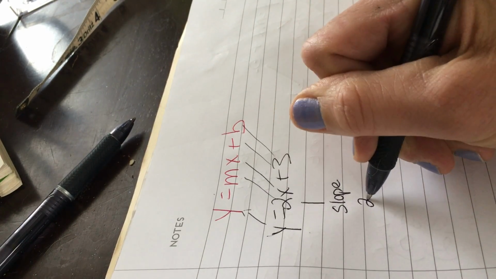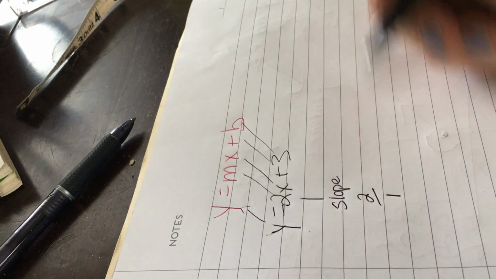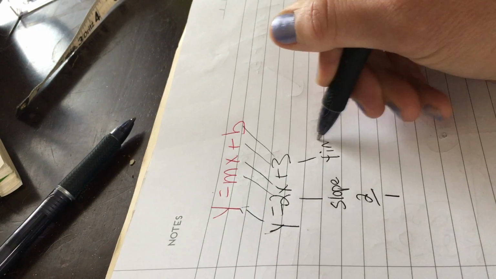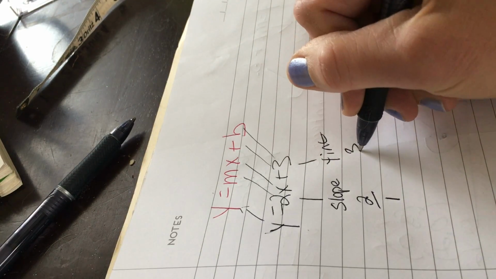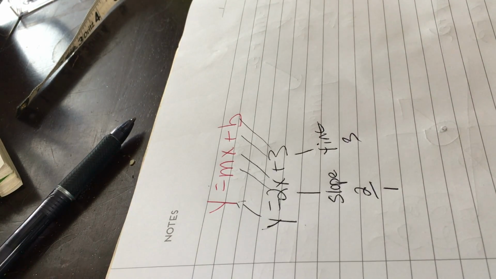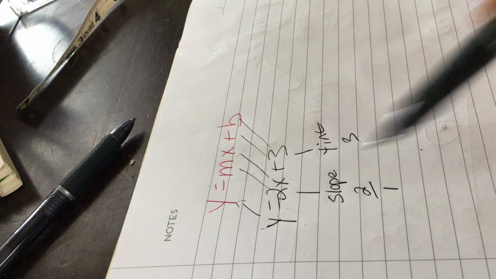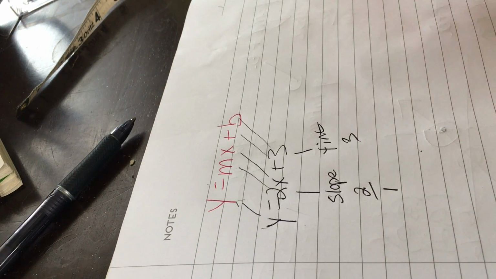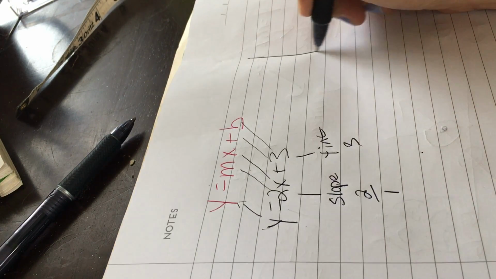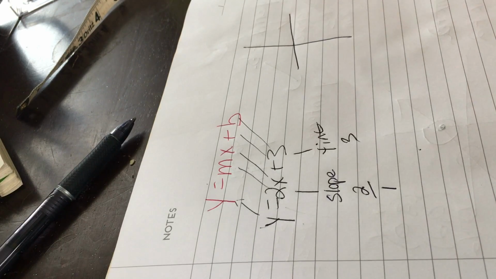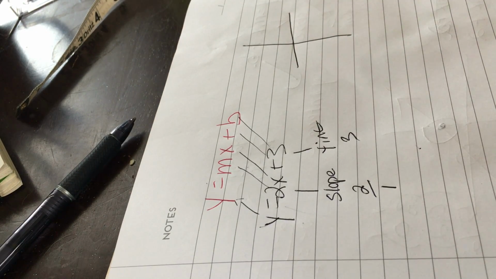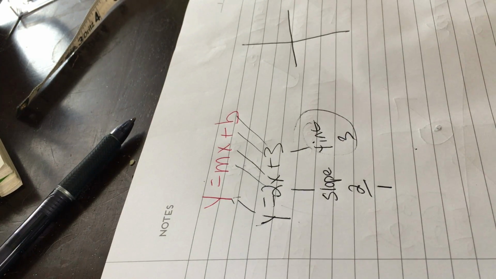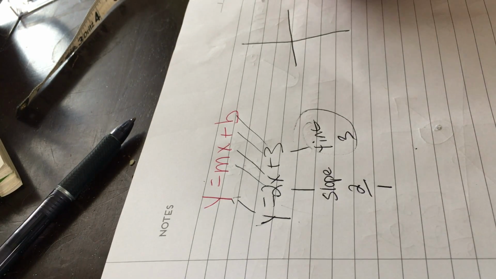is 2, or 2 over 1. My y-intercept is 3. So I could graph my line based on the information I have right here. I'm going to write right next to it. So here's my graph. It's not fancy, but I do know where my line crosses the y-axis. It crosses at 3.